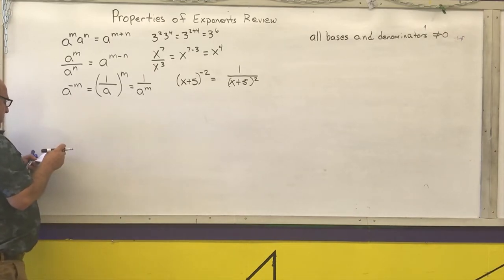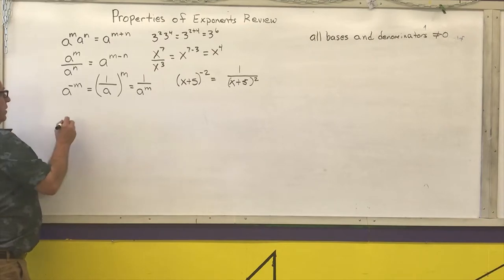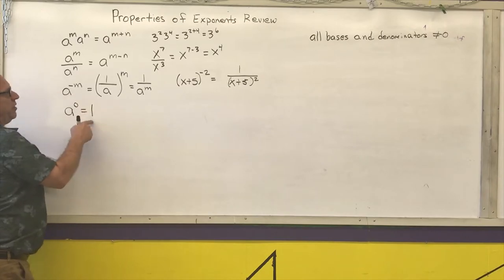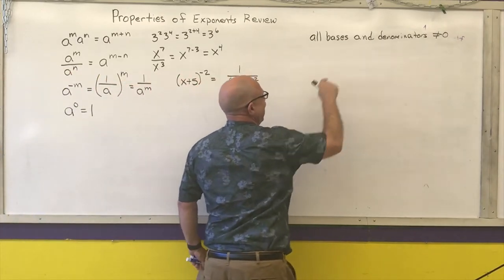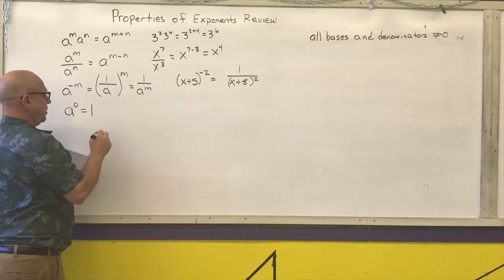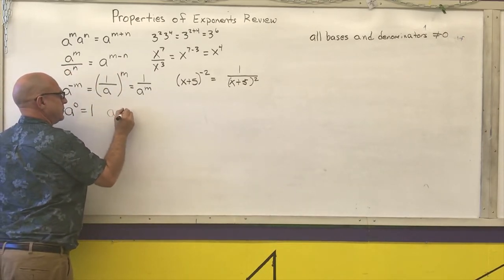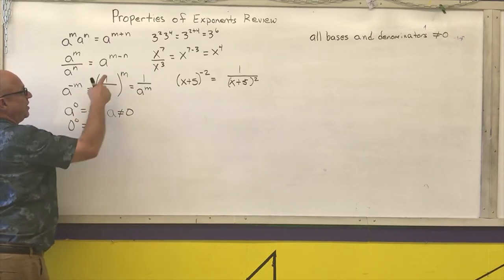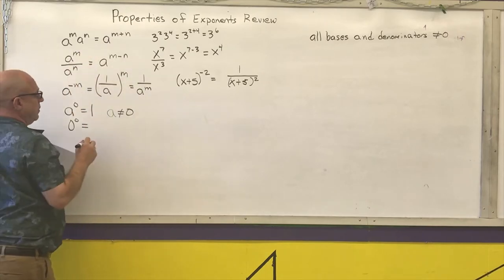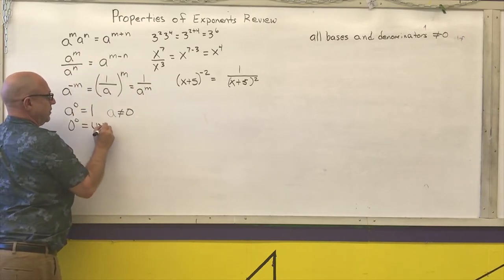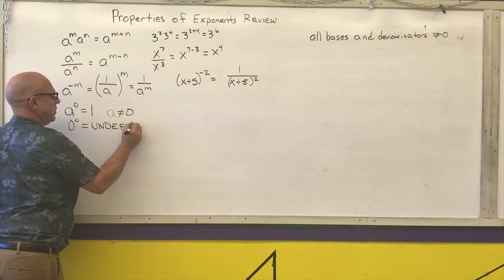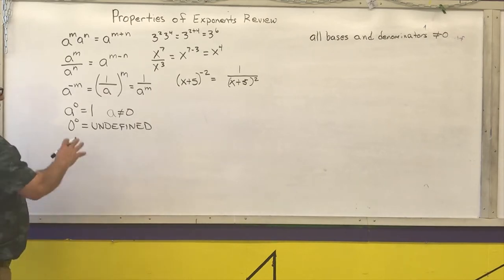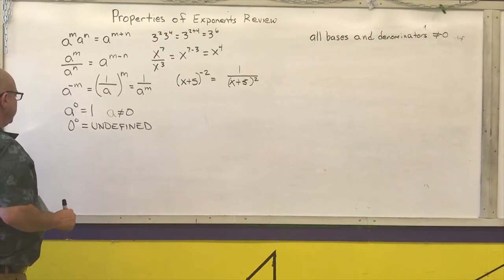I have the zero property. A to the 0 is 1, but again, my base cannot be 0. And by definition, that's a definition, and we can get it from using this property. And 0 to the 0 is undefined. 0 to any other power other than 0 is 0, but 0 to the 0 is undefined.